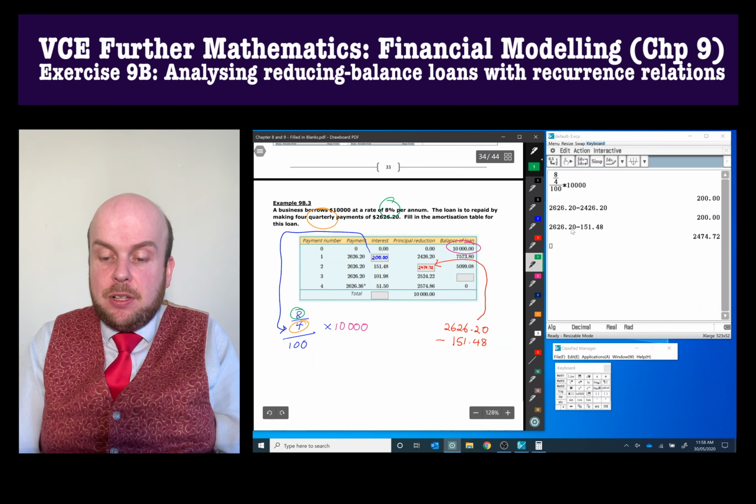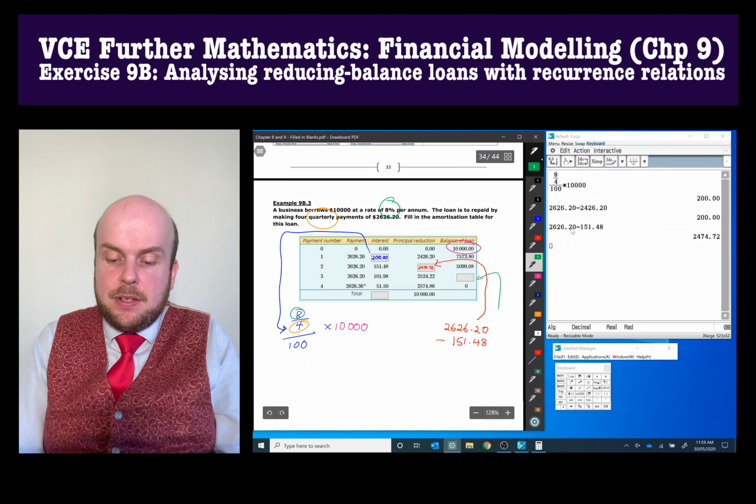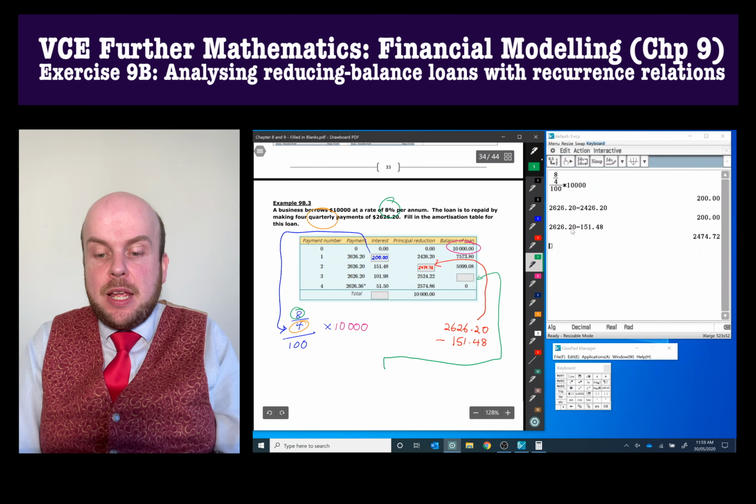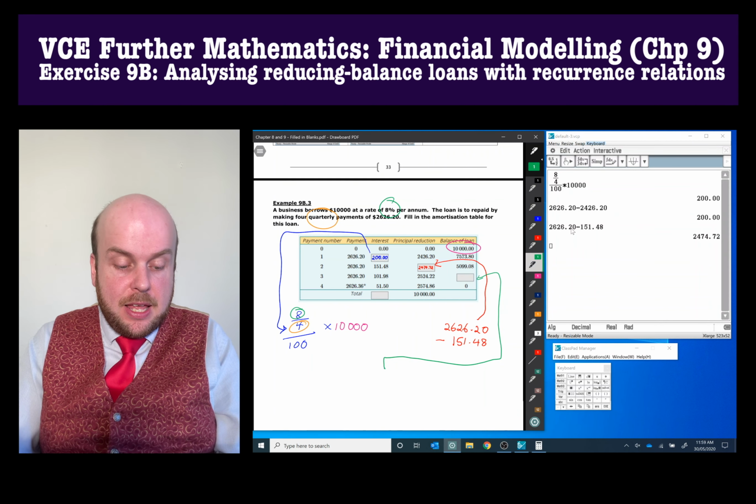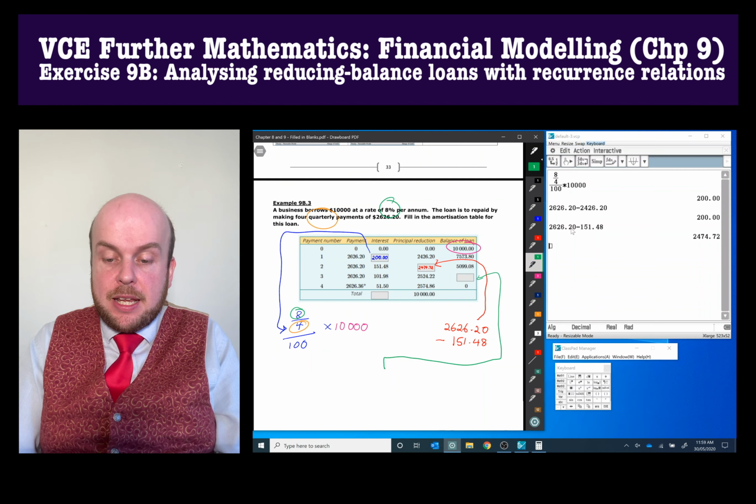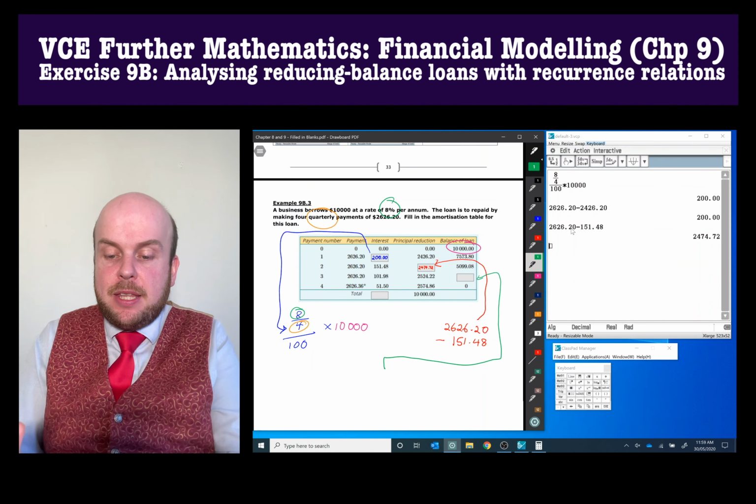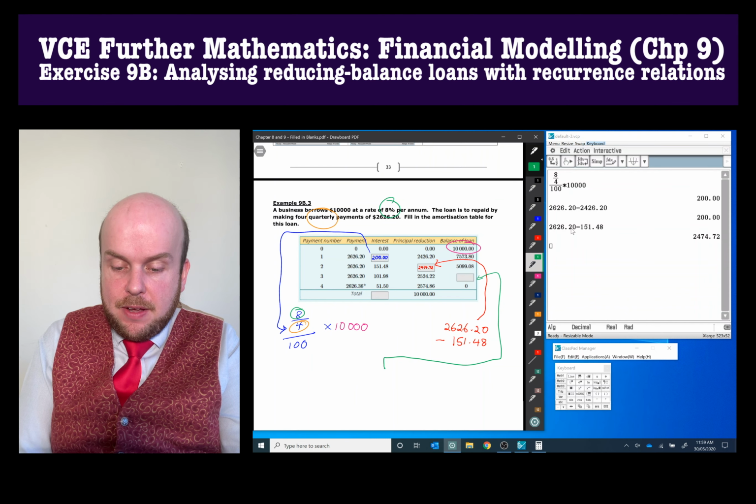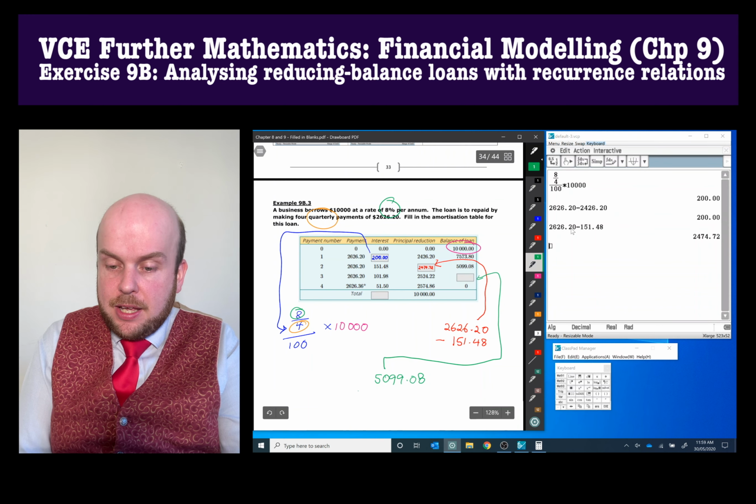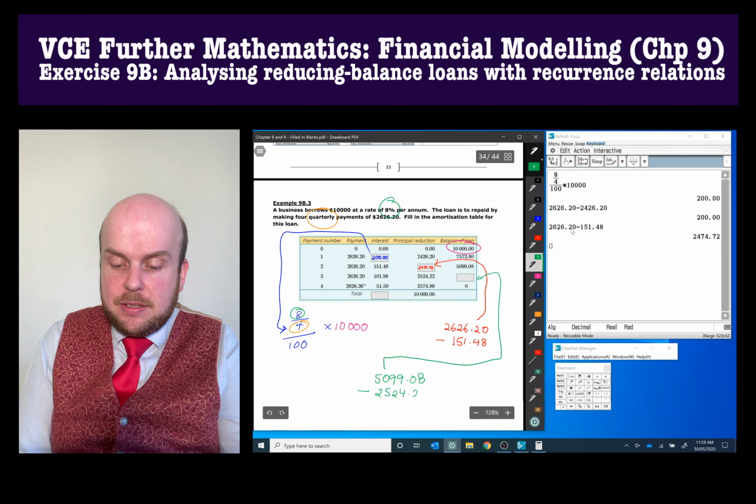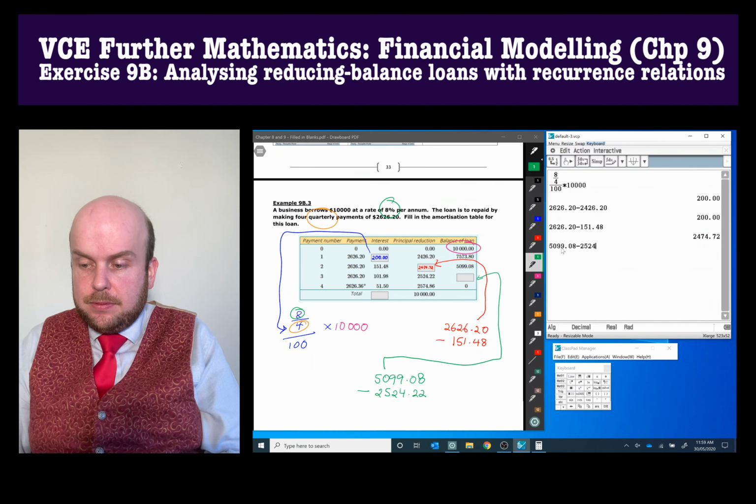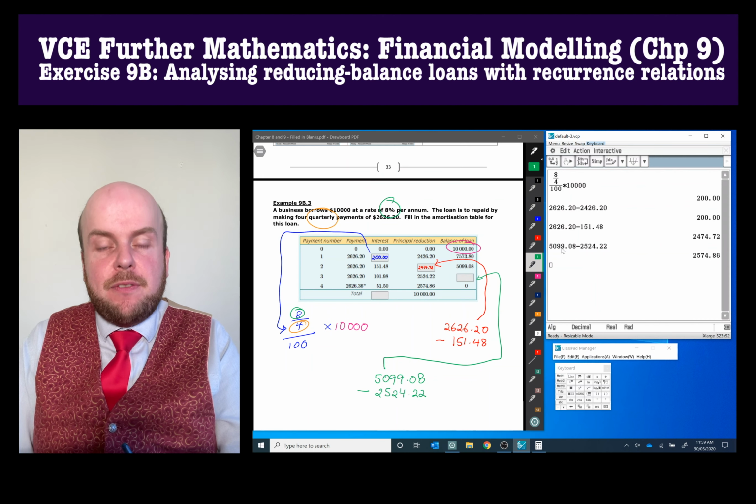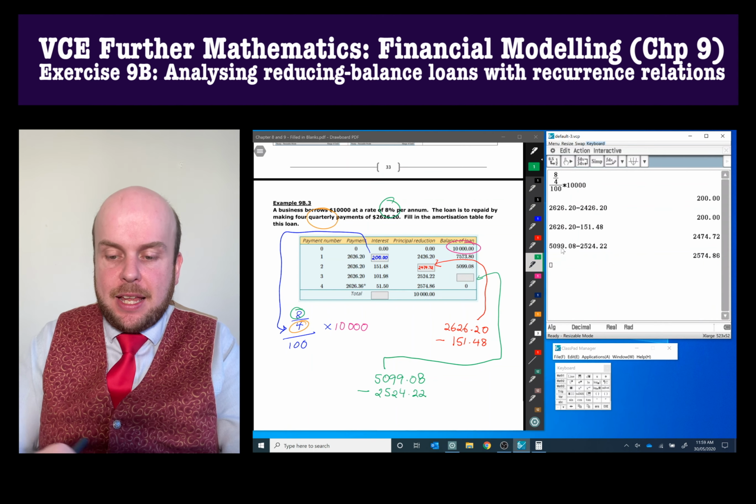Now we need the balance of the loan at this point. So the balance of the loan is going to be the previous balance, take away, in this case, the principal reduction, so that amount there. So this is going to be $5,099.08, take away $2,524.22. And that gets me $2,574.86.